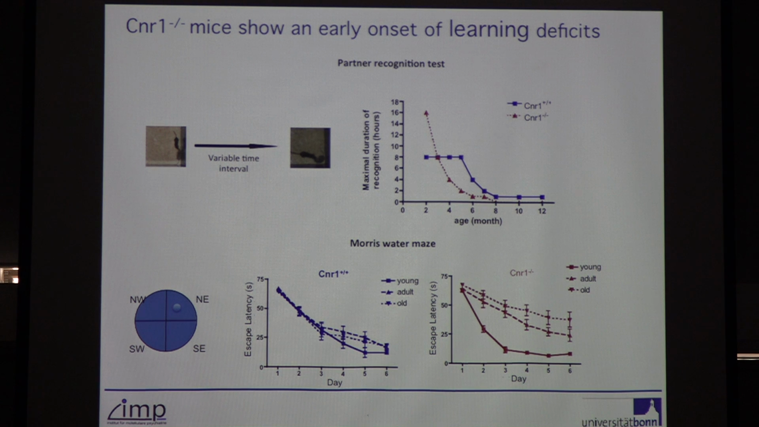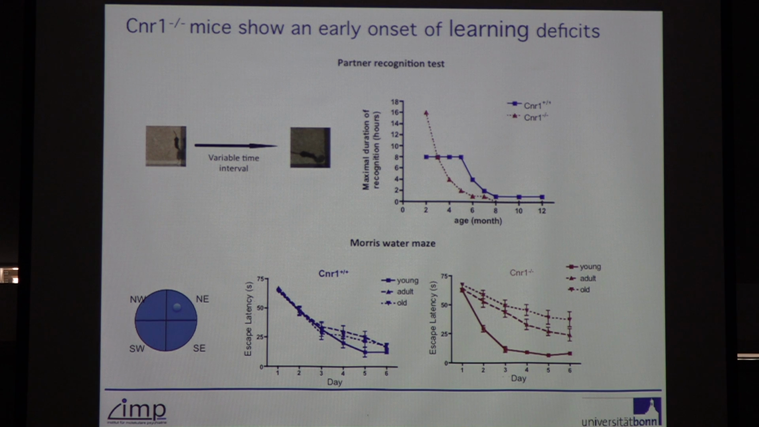And one paradigm that we used is a social recognition assay. It's a social recognition assay. Here you have two animals that don't know each other. You put them together for 5 minutes. Then you separate them, and they will explore each other. And you measure the time actually that they spend exploring each other.